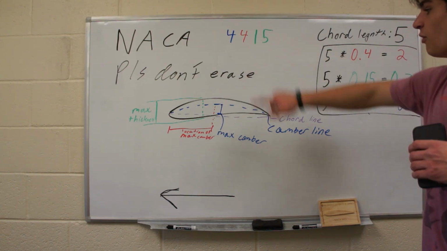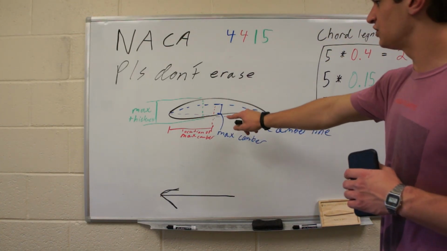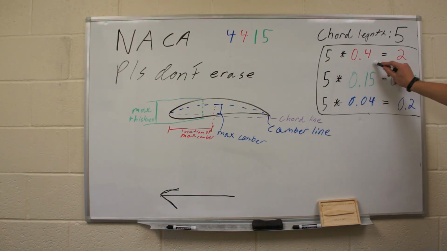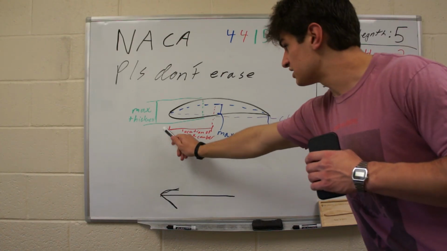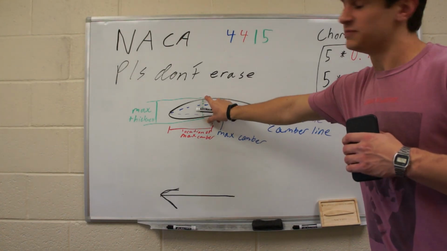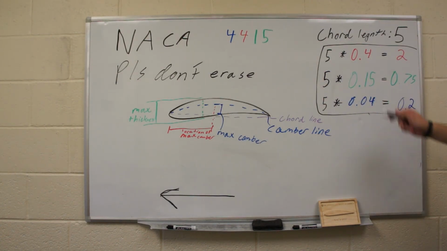Our second number, 4, is the location of the max camber. So at what point along the chord line is the maximum camber at? And this number is in tenths of the chord length. So we multiply the chord length times 0.4, and we get 2. So we know that the distance from here to here is 2. Finally, we have the maximum thickness of the airfoil, which is right here. And this is a 2-digit number, and that is in hundredths. All of this math that I did right here to decode this number, we will do in MATLAB, because there's really no point in us doing it ourselves.